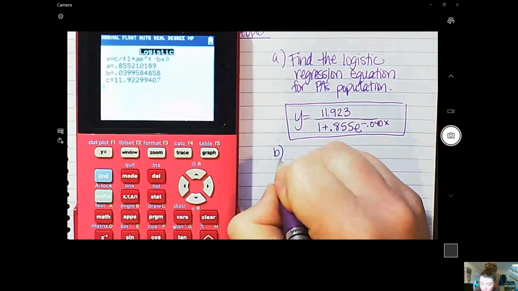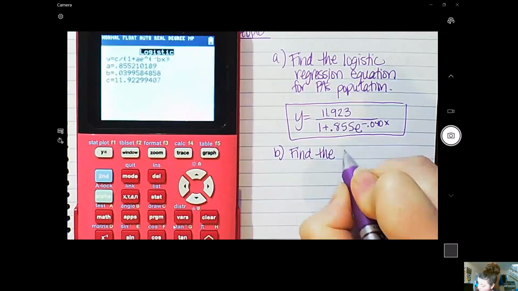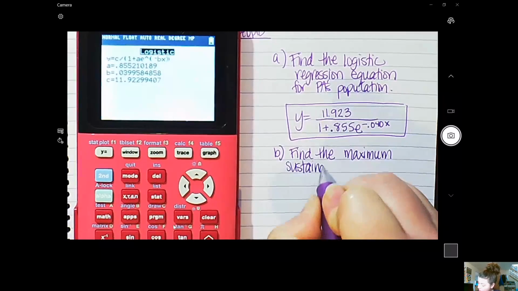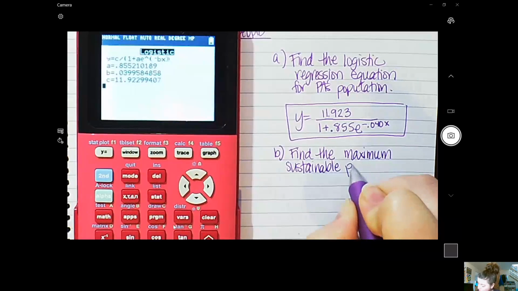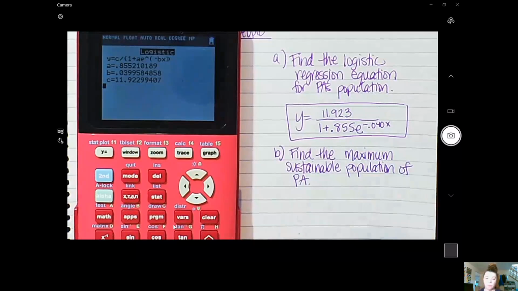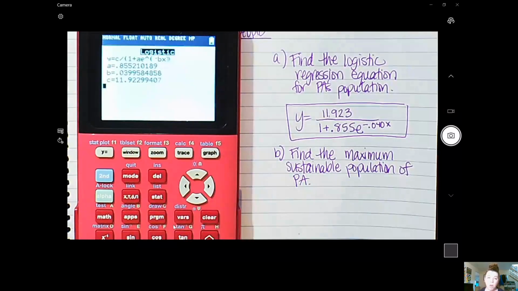Okay, then part B says, find the maximum sustainable population of Pennsylvania. Remember, maximum sustainable population is the most people that could legitimately live in this case, Pennsylvania. It is the same thing as the horizontal asymptote at the top of the graph. It's also the same thing as C.